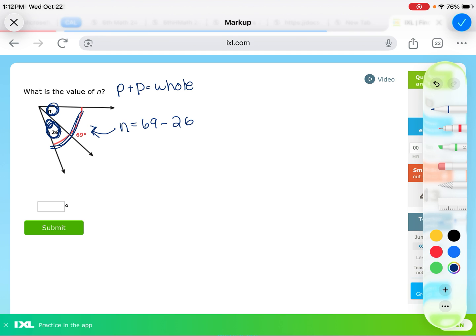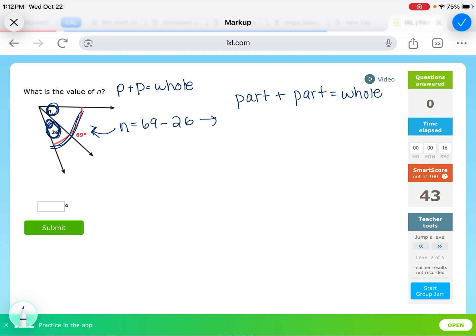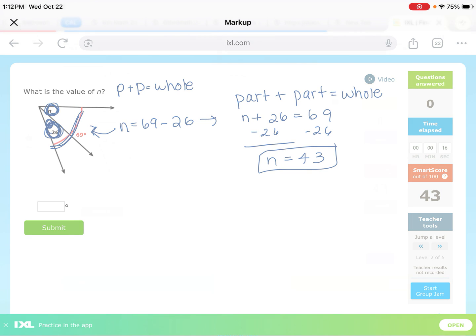Yes, however, because we're preparing for algebra, I need you to set it up as part plus part equals whole. And trust me on this, I'm preparing us for algebra. Remember, we always take baby steps for algebra, and then it gets harder, okay? So part, I'm going to say N, plus my other part is 26 equals the whole, which is 69. And then I need you to treat it as solving an equation. So take away 26, take away 26, right? So N equals 43. Okay?